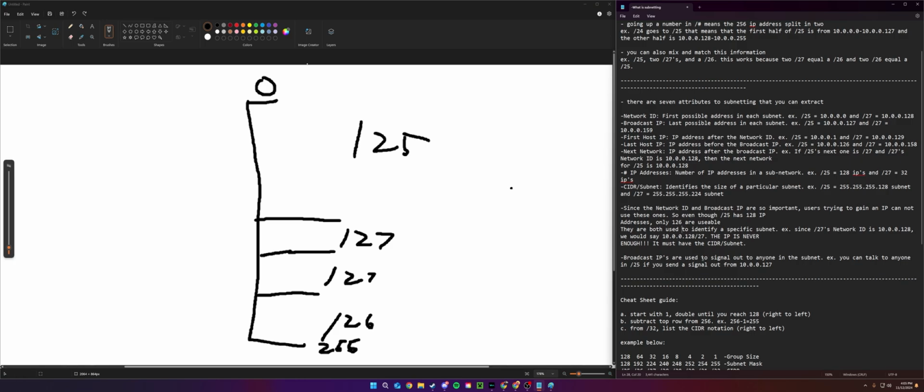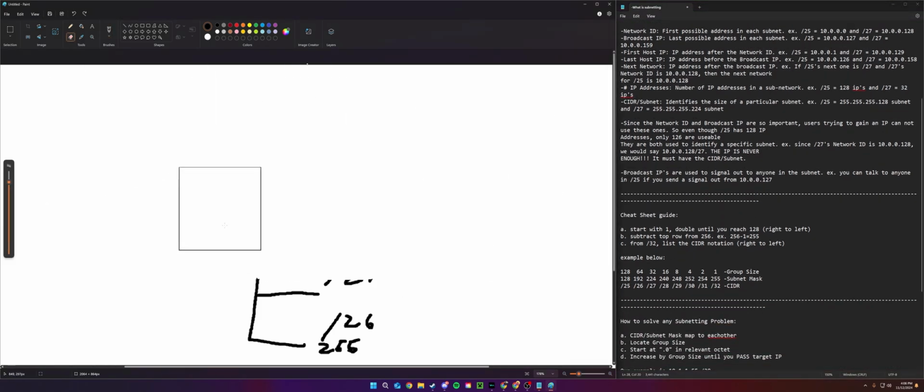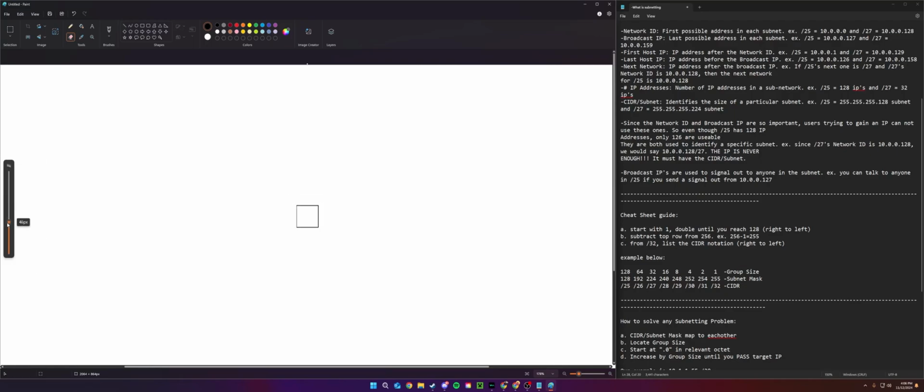And then broadcast IPs are used to signal out to anyone in that subnet. So if you're on /25, you can send a signal out from 10.0.0.127. Sorry, I'm getting lost on my zeros and points here. Anywho, let's go over to the cheat sheet guide. Let's erase all this. Go back to our brush.